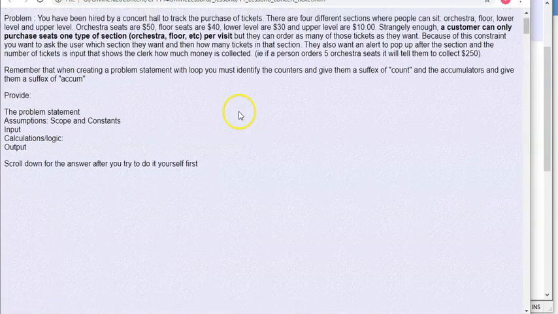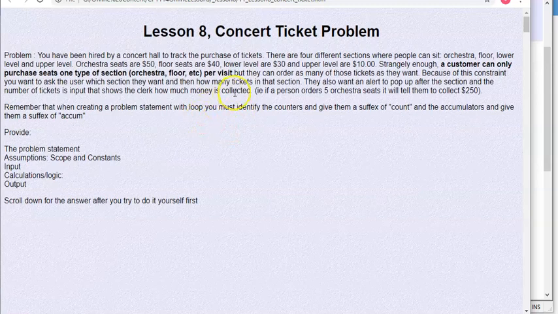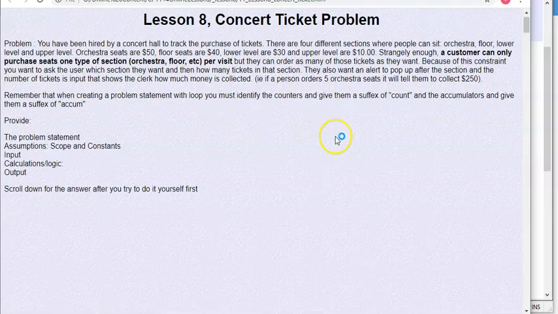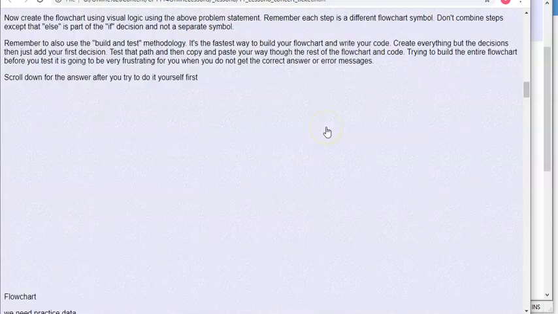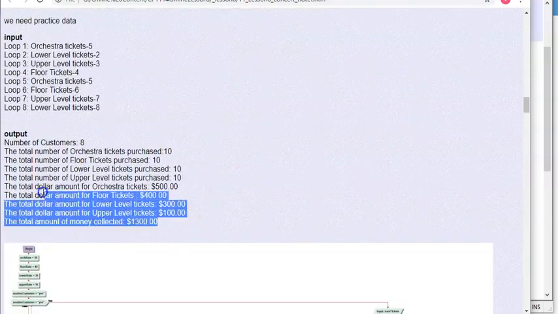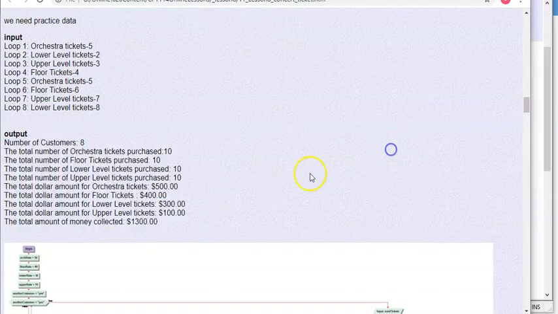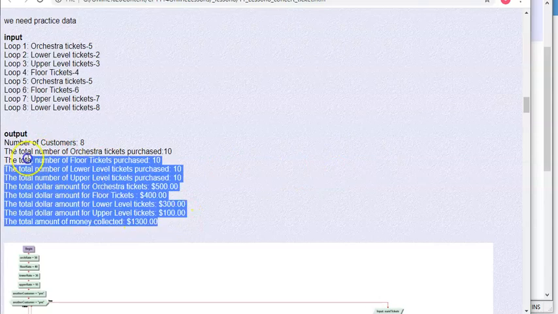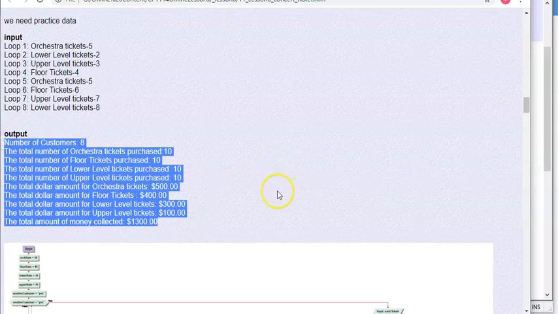Well, I didn't do a good job of telling you what they wanted. Normally on this, I would give you what they want out. So let's go ahead and take a look at this. All right, so this is what they want out. They want to know how many customers, how many of each type of ticket was sold, and the dollar amount of each, and then how much money was made. So this is the total output.